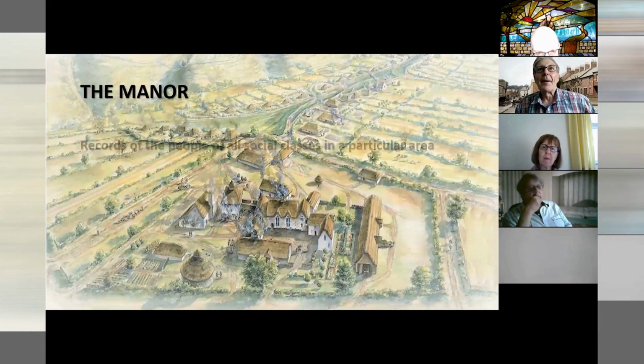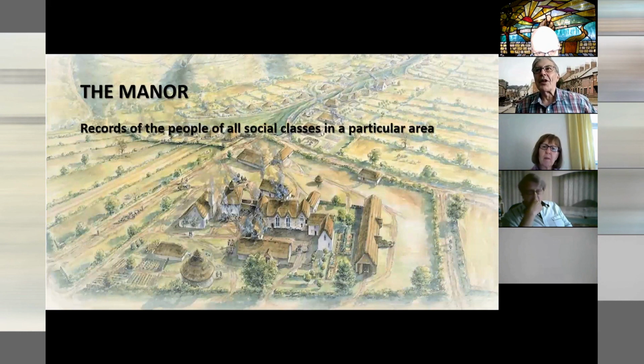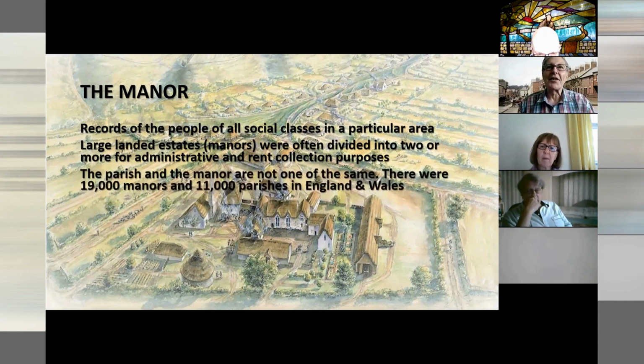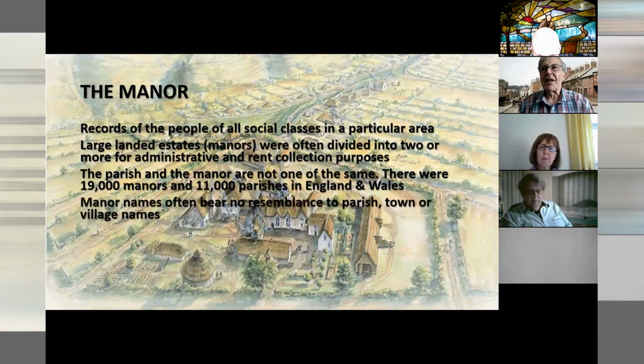So the manor is a record of people of all social classes in a particular area. And the manor was a large landed estate. It could have been divided into two or more for administrative or rent collection purposes, but that's not particularly important. What is important is that there were about 19,000 manors covering the 11,000 parishes in England and Wales. So some parishes might have more than one manor, and that means you've got to do double research. Manor names often don't bear any resemblance to the parish, town or village that they're part of.